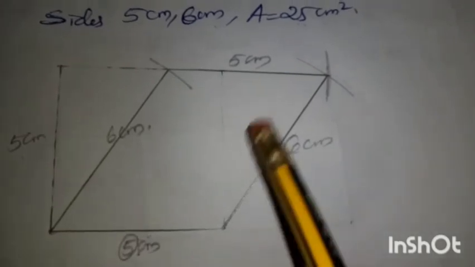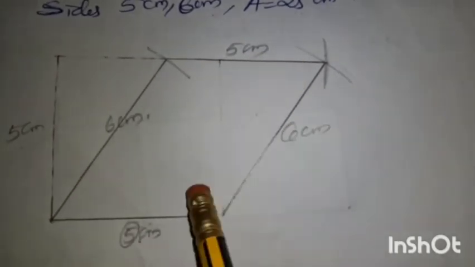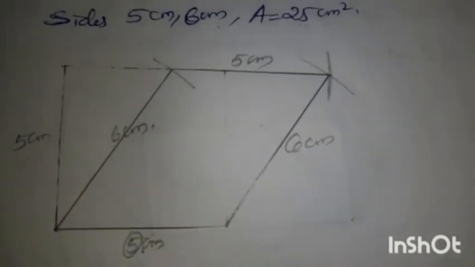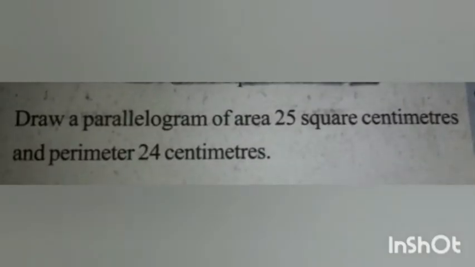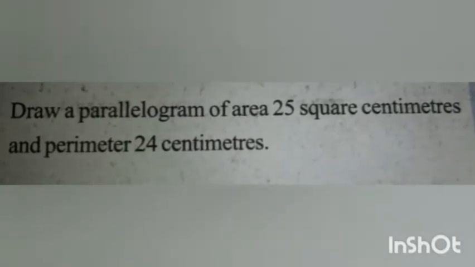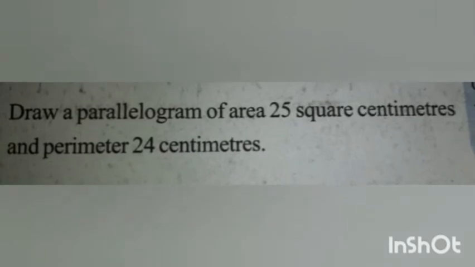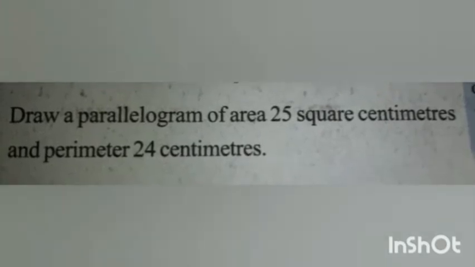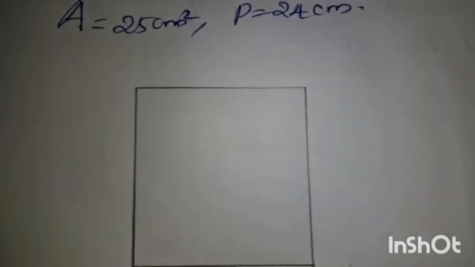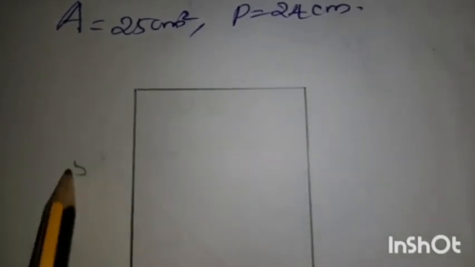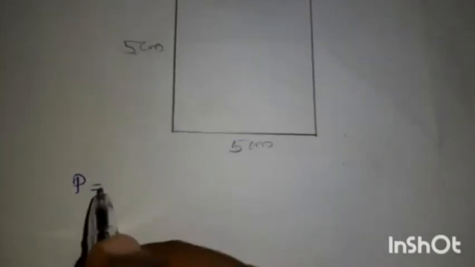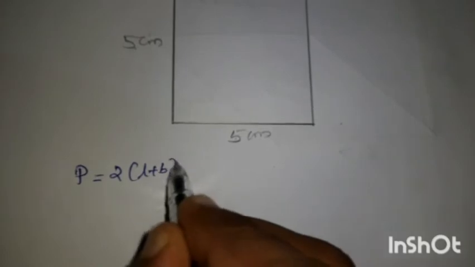So finally you are getting a parallelogram of 5 and 6 centimeter sides. Draw a parallelogram of area 25 square centimeters and perimeter 24 centimeters. First of all, you have to draw with an area of 25. It means 5 centimeter sides, 5 into 5, 25. Perimeter is equal to 2 into (L plus B).